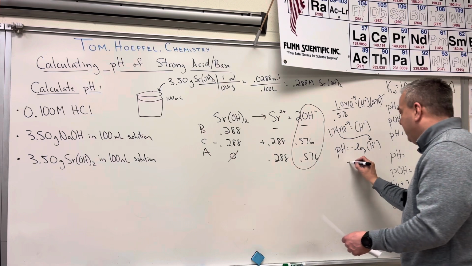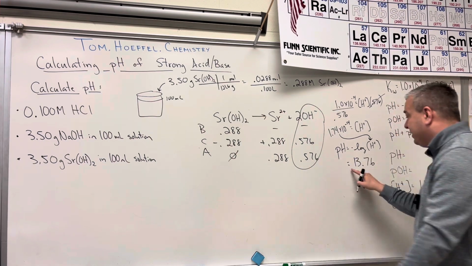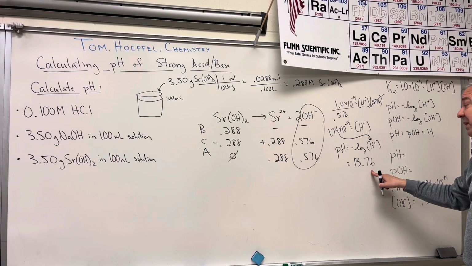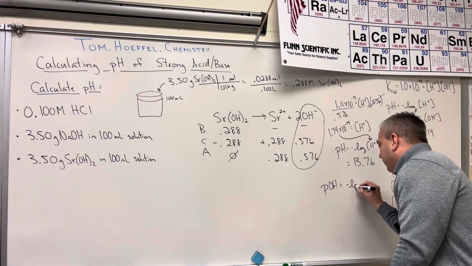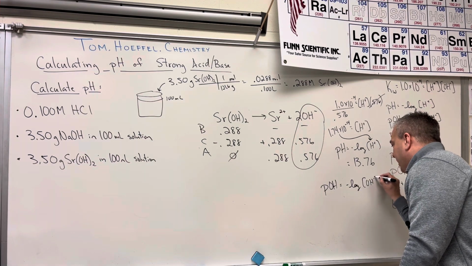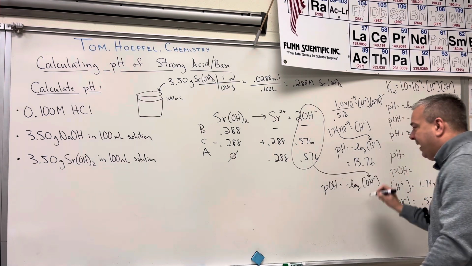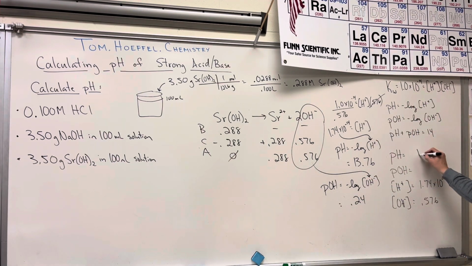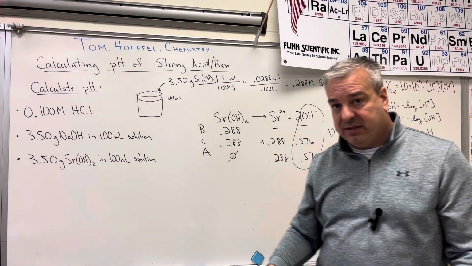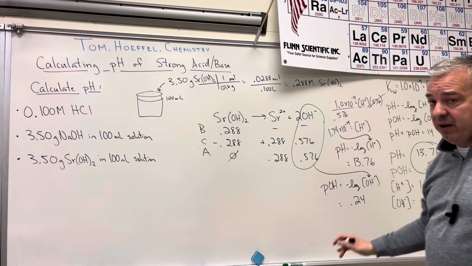and I end up finding out that this has a pH equal to 13.76, which sounds like a pH for a strong base. And then if I wanted to figure out the pOH, I would take the negative log of the concentration of hydroxide ions, which is 0.576. And if I plug that in there, I get 0.24. So 13.76 for the pH. The pOH is 0.24. And finally, as my check, I'm going to add these two together to see if it equals 14. And it does. So I know that I've done all of my work correctly.